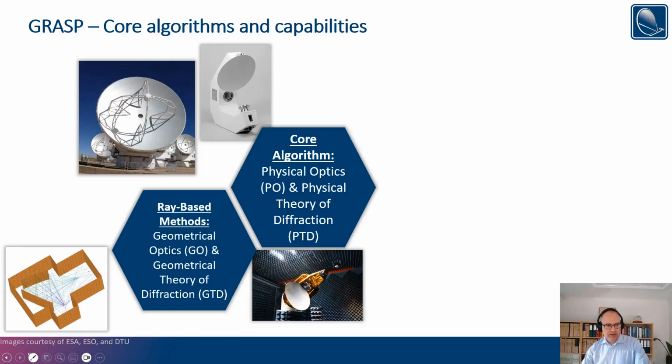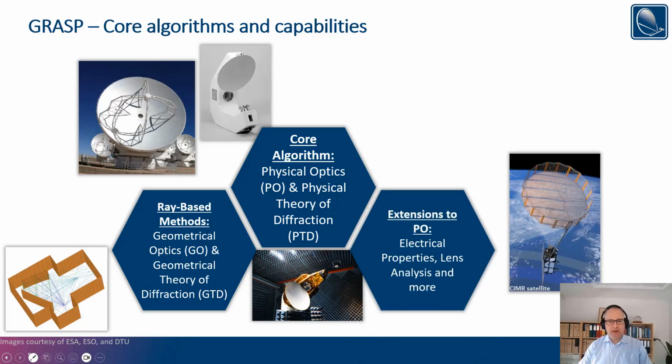In addition to this, we also include several ray-based methods in GRASP. We include the geometrical optics and the geometrical theory of diffraction. These are good when we have what we call extremely large reflector systems. So for example, if you are analyzing a compact antenna test range like we have down here in this model, you might want to go for these ray-based methods rather than the physical optics method.